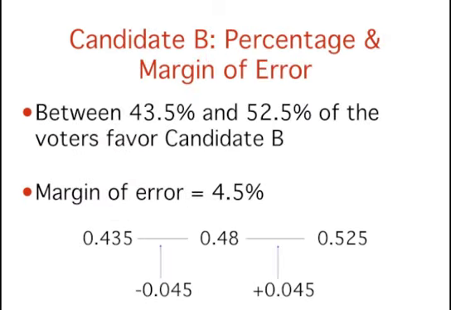In terms of percent, this means that between 43.5% and 52.5% of the voters favor candidate B, and just like candidate A, the margin of error is 4.5%. The confidence interval leaves candidate B feeling more hopeful because it is possible that over 50% of the voters favor her.